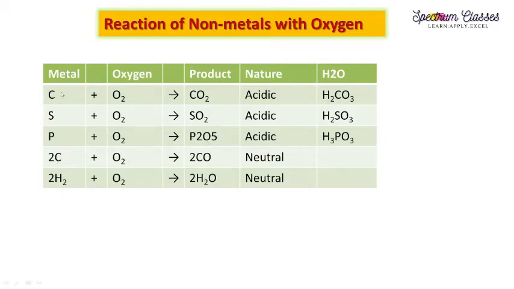Again, this reaction of carbon with oxygen is repeated over here, but we get a different product. Here, the carbon on reaction with oxygen will give carbon monoxide. Mono stands for 1, and in carbon dioxide, di stands for 2. So 2 oxygens and 1 oxygen: carbon monoxide and carbon dioxide.